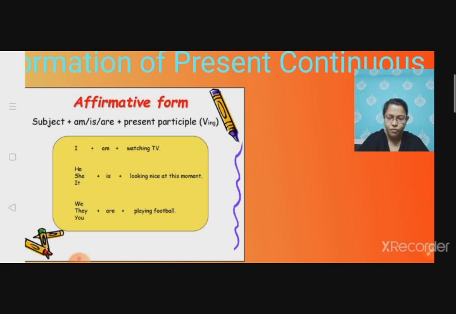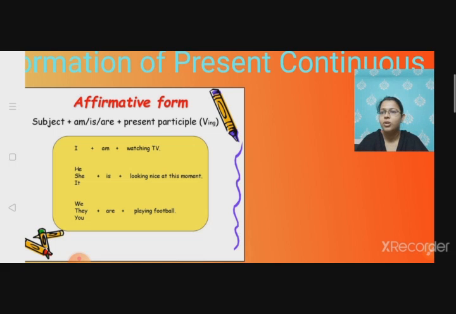So when we are using present continuous tense in the sentence, our formation would be like this: subject plus am, is or are plus present participle, that is the verb ing form. That means the verb would be in the base form and you would be adding ing along with it. So here you can see the examples given.